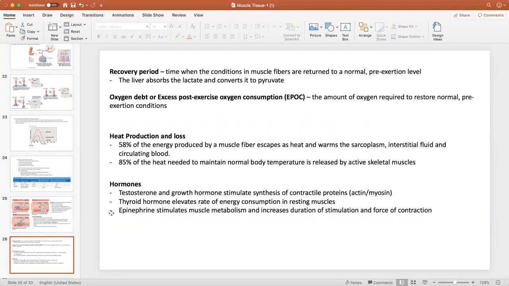Muscle contraction metabolism produces a bunch of heat. That's what muscles are responsible for, maintaining normal body temperature. So that's occurring when we use our muscles. We use our muscles, we create a bunch of heat. 58% of the energy produced escapes as heat.